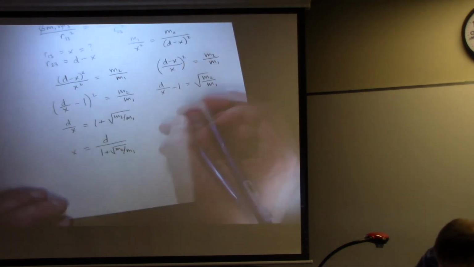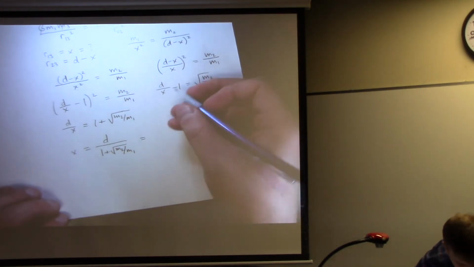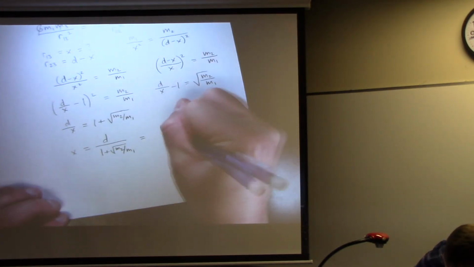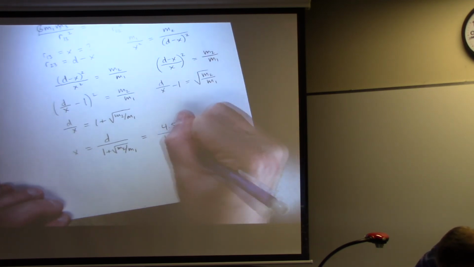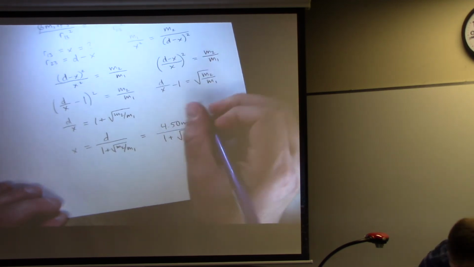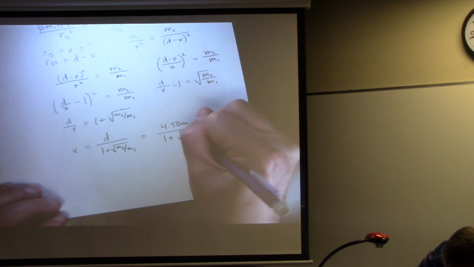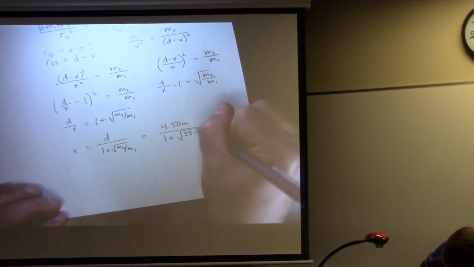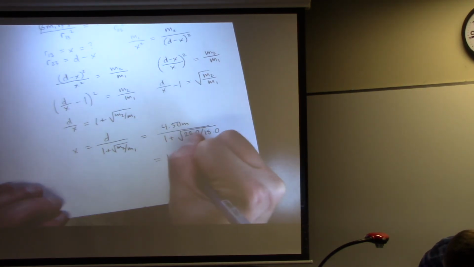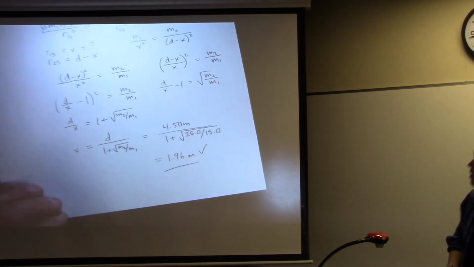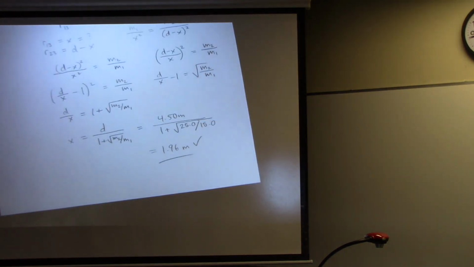And now we'll simply put the numbers in. Our distance, as I said, was 4.5 meters. Divide by 1 plus the square root of m2, which was 25 kilograms, divide by m1, which was 15. And that gives us 1.96 meters. That's where you need to put the mass, m3, so that it has no overall force on it.